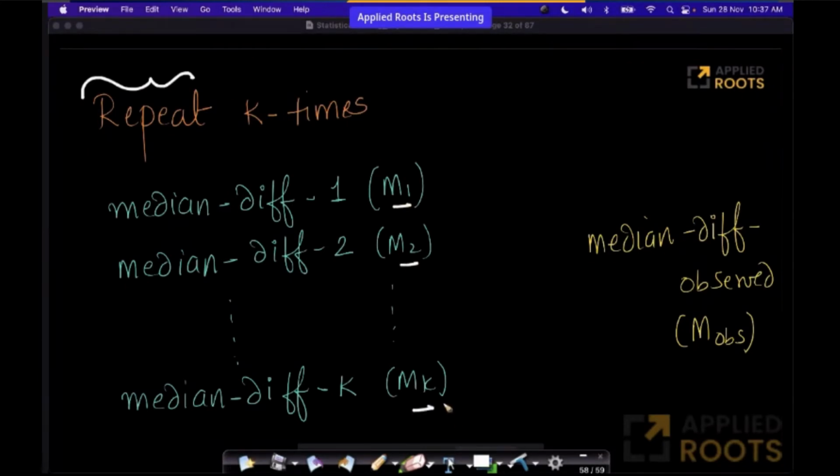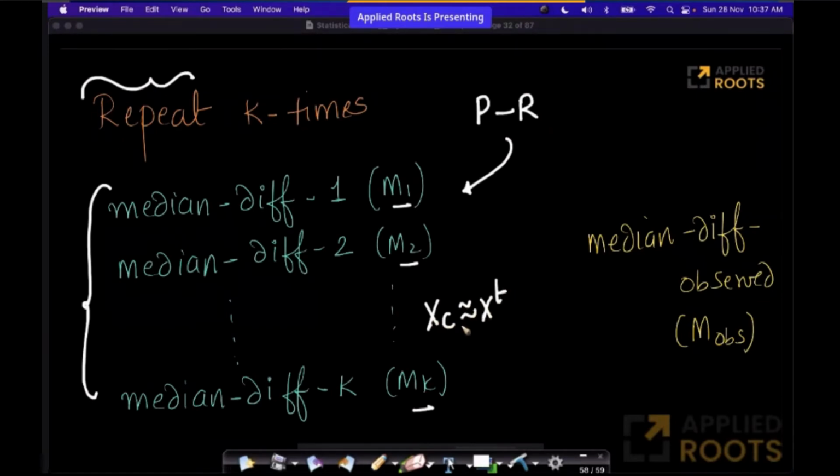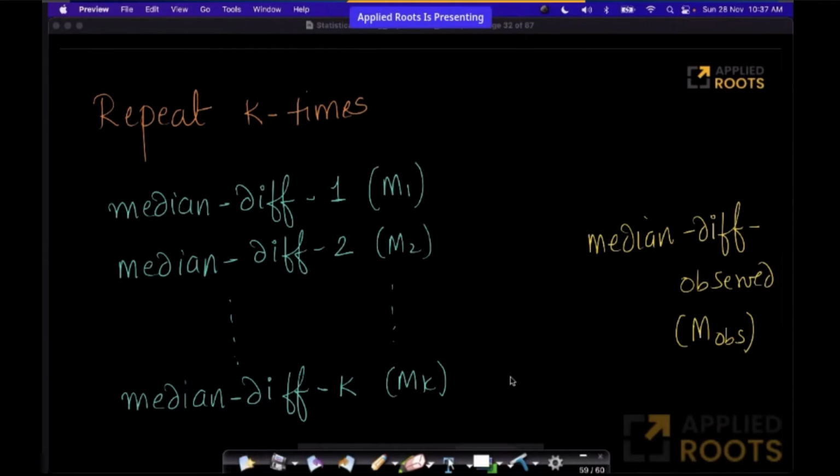Remember, what do we have now? Through permutations and resampling, k times, we have produced k possible values of these median differences. These are k possible values if xc is very similar to xt. But we also have an observed difference. Let's not forget that. This is the difference between the median value of xt and the median value of xc. So, median difference observed.